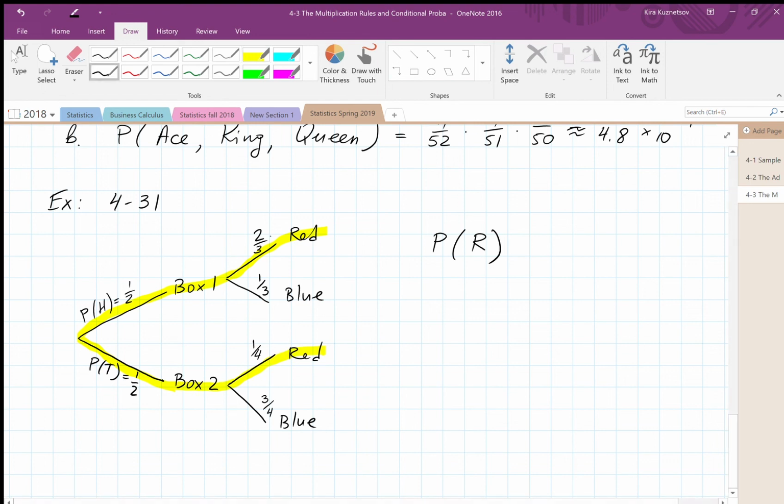Notice, this is a tree diagram. If you follow a tree diagram, you multiply each branch by each other. So what you have is a half being multiplied by 2/3, which is 1/3 right here. And then you have a half multiplied by a quarter, which is 1/8. Let me move this just a little bit to the bottom. So therefore, the probability of getting a red ball is 1/3 plus 1/8.